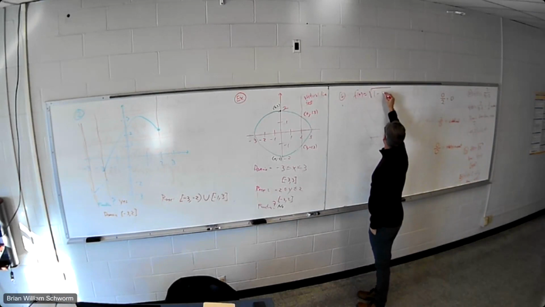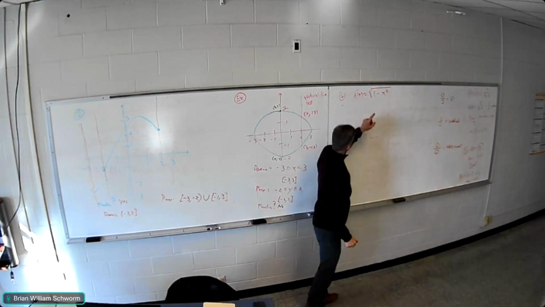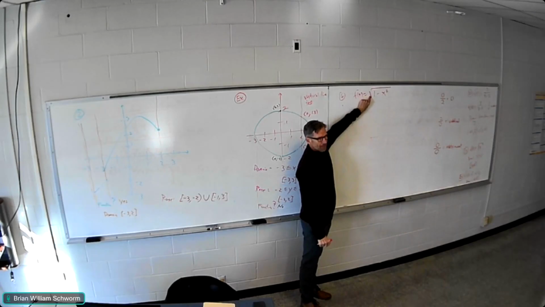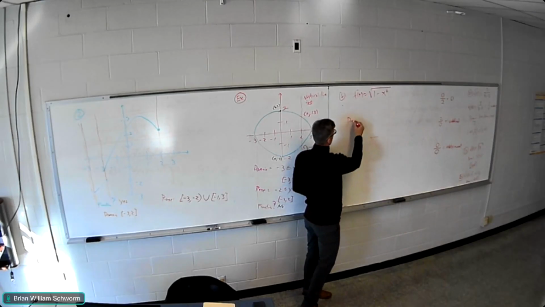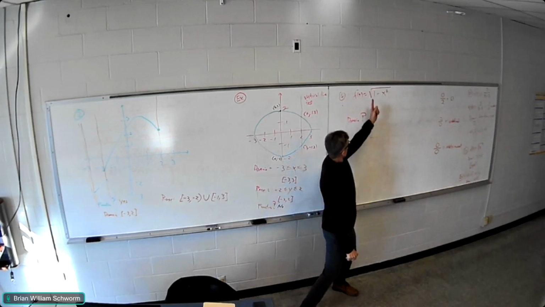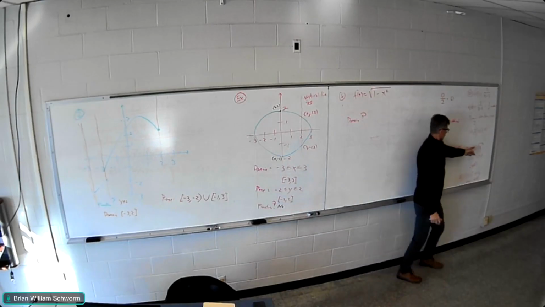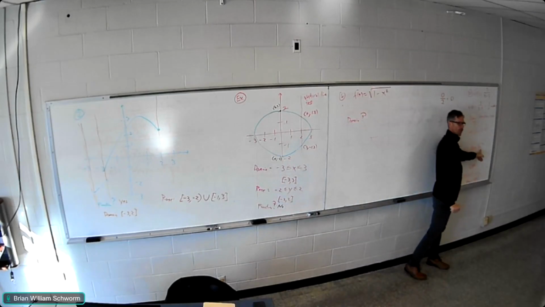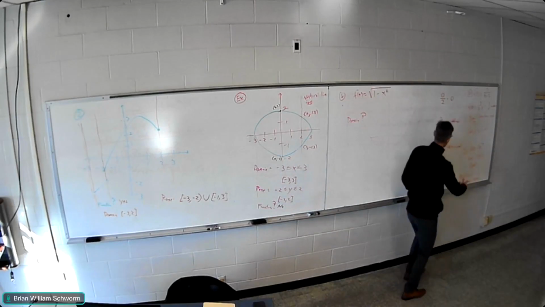Square root of 1 minus x squared. And that's what's the domain. That's the only thing we need to figure out. What's the domain here? There's a square root. It's the same idea. What's under the square root has to be 0 or bigger. Can't be negative. Can't be the square root of a negative.